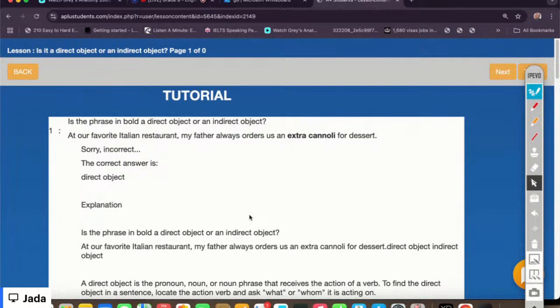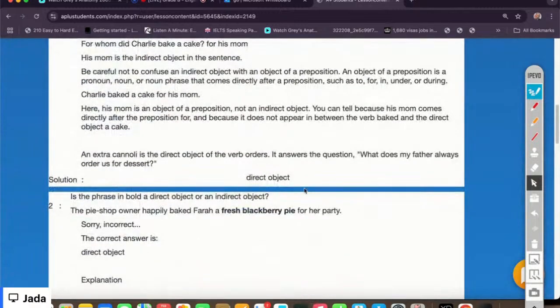So let's look at some of the examples. Is the phrase in bold a direct object or an indirect object? At our favorite Italian restaurants, my father always orders us an extra cannoli for dessert. An extra cannoli is a direct object of the verb order. It answers the question, what does my father always order for us? Remember that direct always asks what or whom. That means it is the direct object.